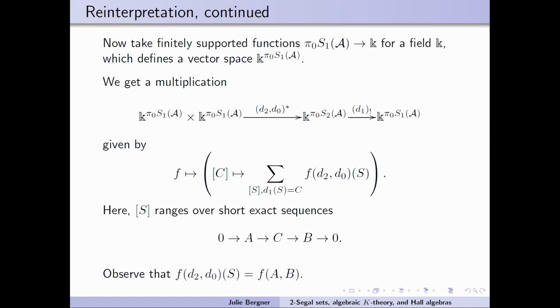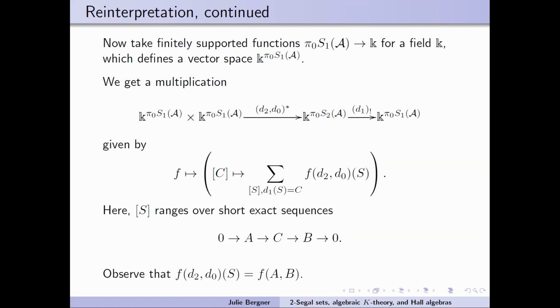So if I have a function F, well, it's a pair. I can either think of it as a pair of functions from pi 0 S1 A into K, or just a function from the product of two copies of pi 0 S1 A into K, which ends up being isomorphic. Let's denote it by F. What I'm going to do is pull back along d0, d2, and then push forward along d1. Some finiteness assumptions on A are going to guarantee that everything here is defined.